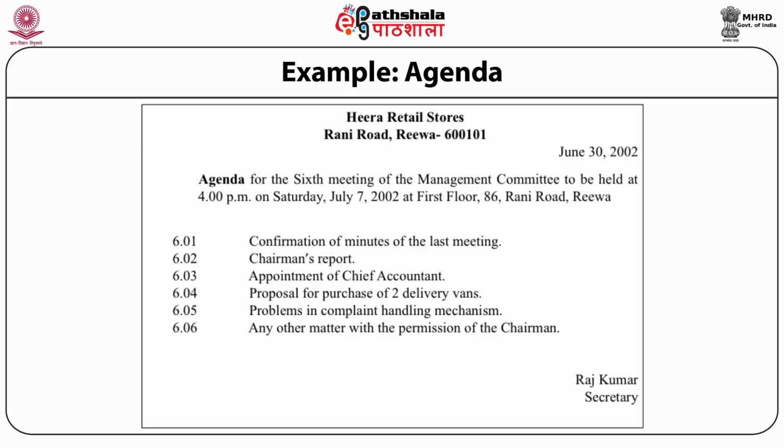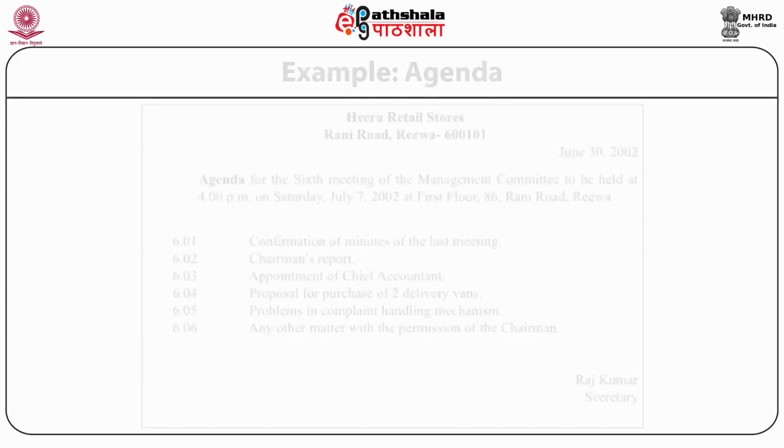Agenda item 2, Chairman's report. Agenda item 3, appointment of chief accountant. Agenda item 4, proposal for purchase of 2 delivery vans. Agenda item 5, problems in complaint handling mechanism. And the last agenda item, that is agenda item 6, any other matter with the permission of the chairman. It should be signed by the secretary.